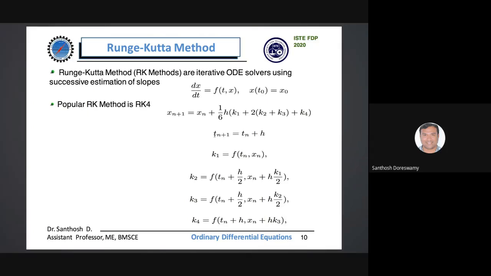Once you have this variation of time with respect to a constant step size, you can estimate the corresponding value xn plus 1 using the previous value of xn that is computed using the following RK4 formula that is given here as h by 6 times k1 plus 2 times k2 plus 2 times k3 plus k4. This is the approximation of the next value of x based on the previously computed value of x using the weighted slopes. k1, k2, k3, k4 are your weighted slopes.